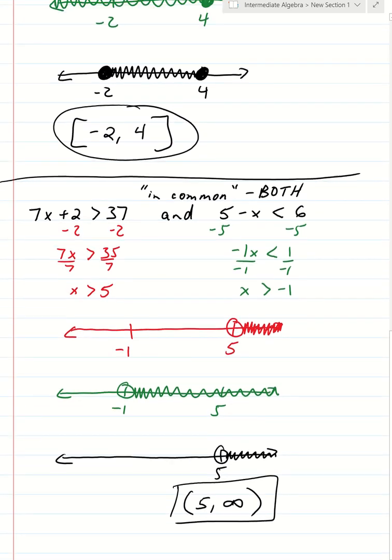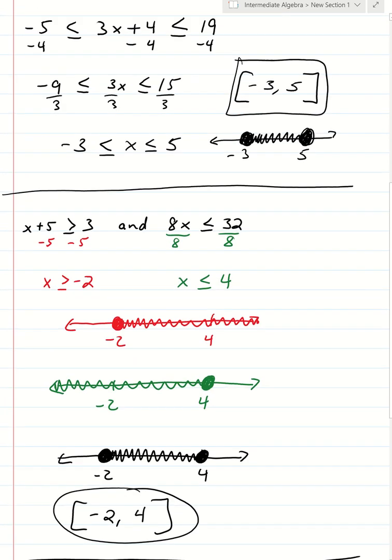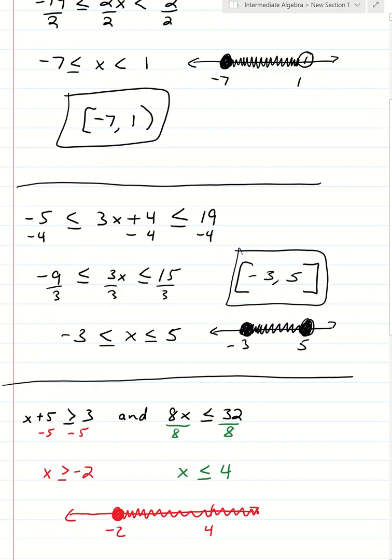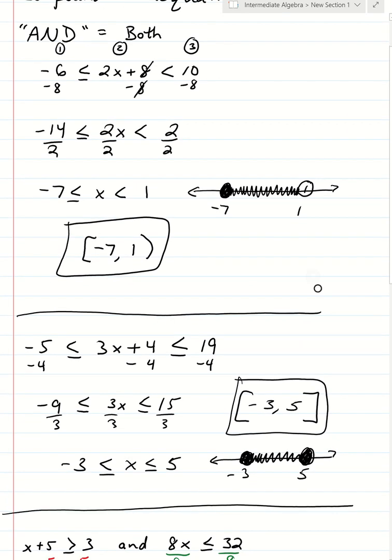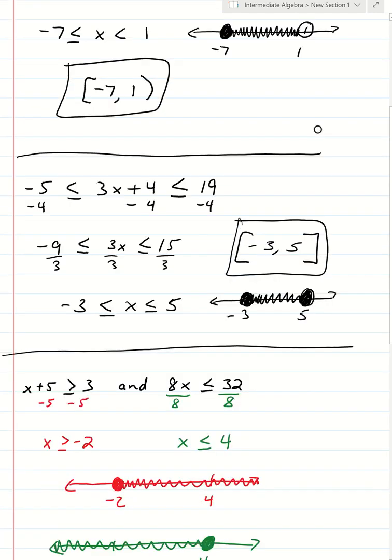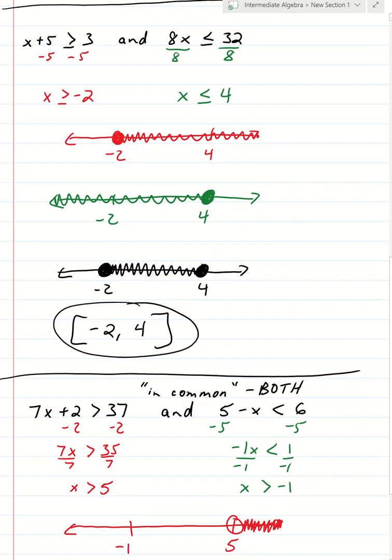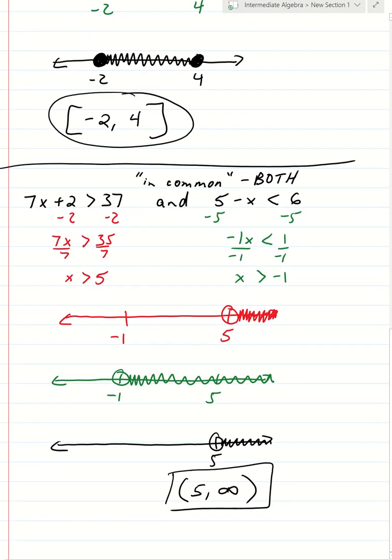So you have to be careful with the and compound inequalities. 99% of the time, the solution is the region that falls in between the two critical numbers. But as we saw, that was true for the first one, the second one, and even the third and compound inequality. But once we saw this fourth one, this one was a little bit special.